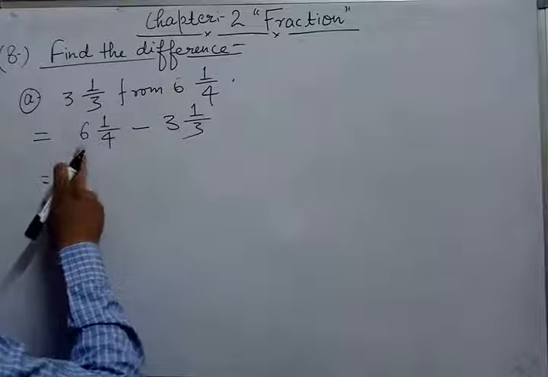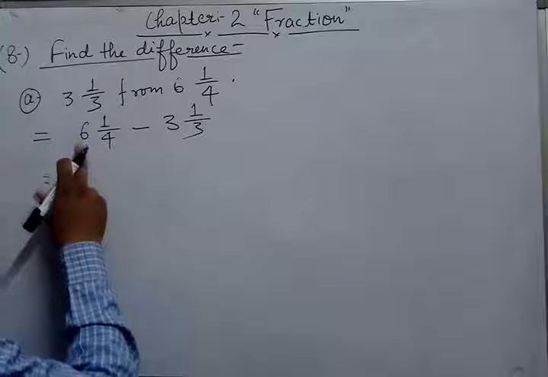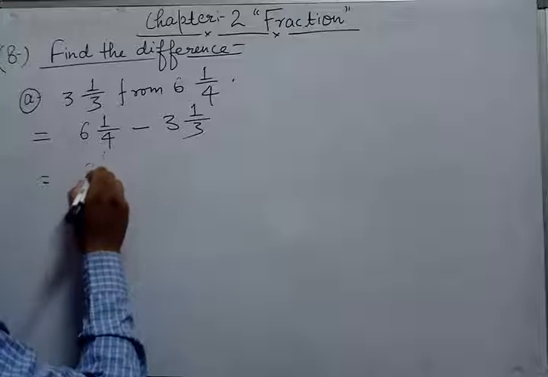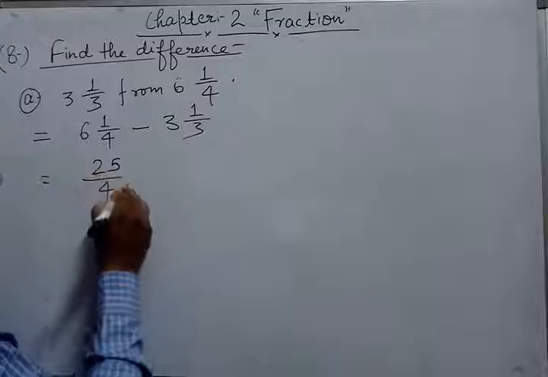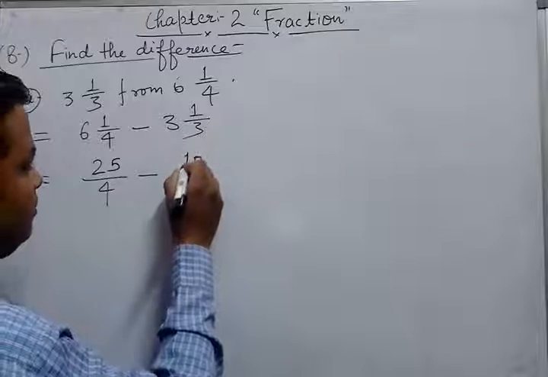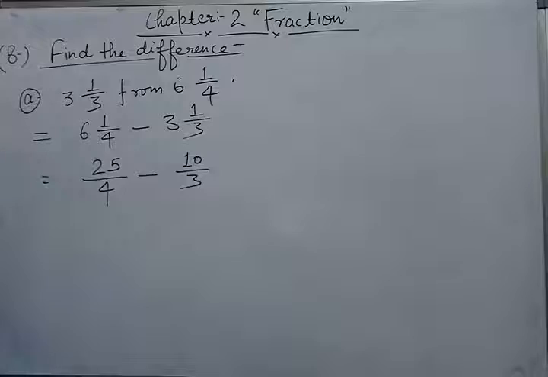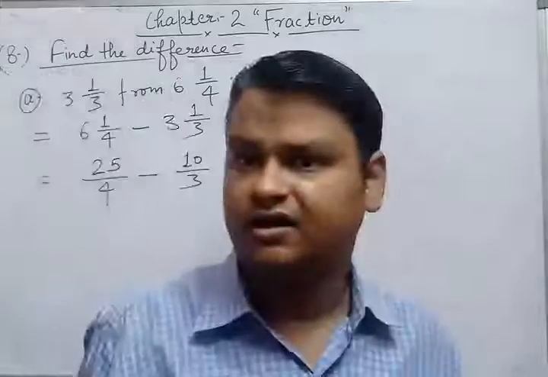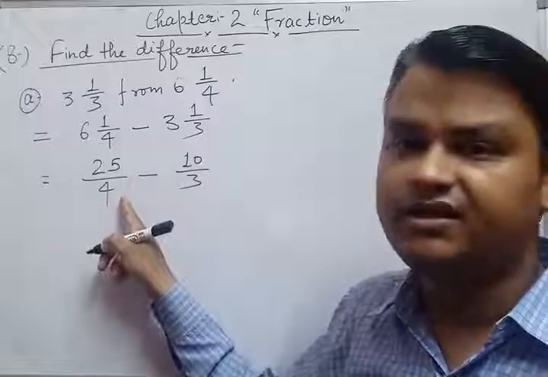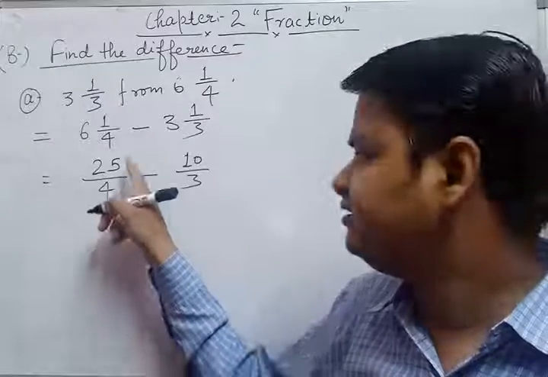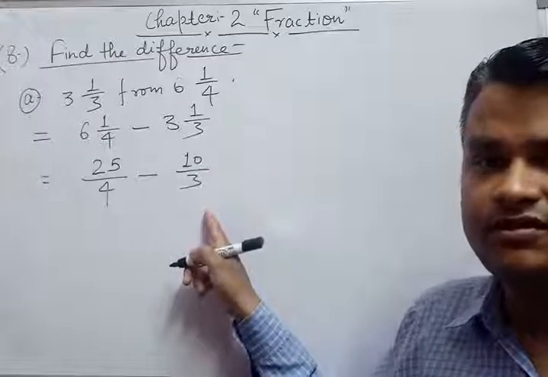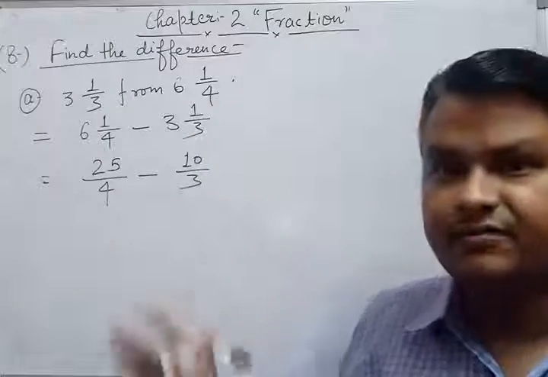Then 4 6 are 24, and 1 makes 25 upon 4. Minus, 3 3 are 9, 9 and 1 is 10. So students, what type of fractions are we converting? This fraction is an improper fraction, because the numerator is greater than the denominator. So we can say that this fraction is an improper fraction, and this fraction is also an improper fraction. So the first step is complete.